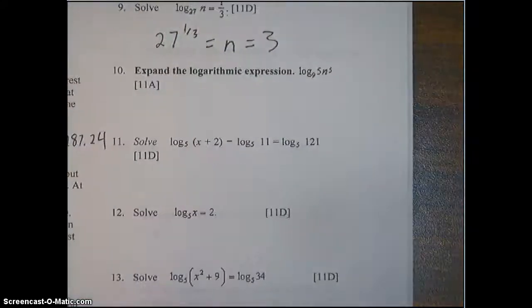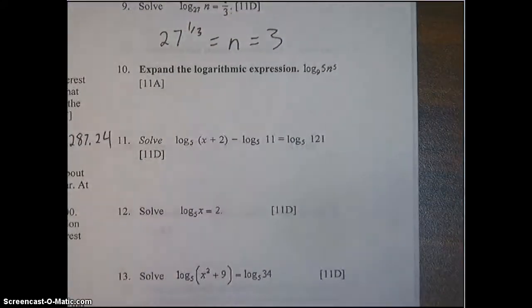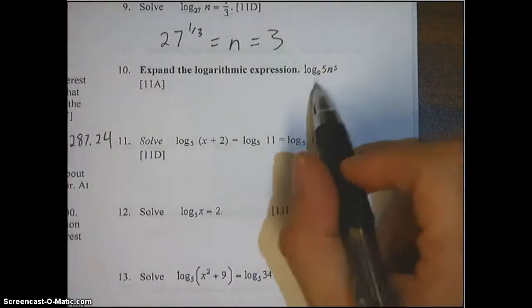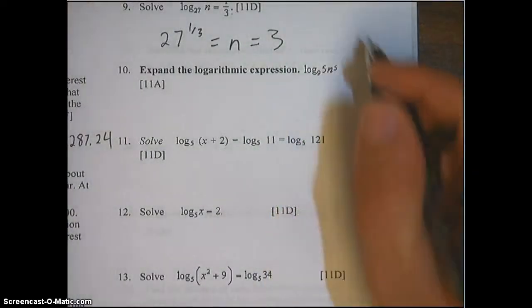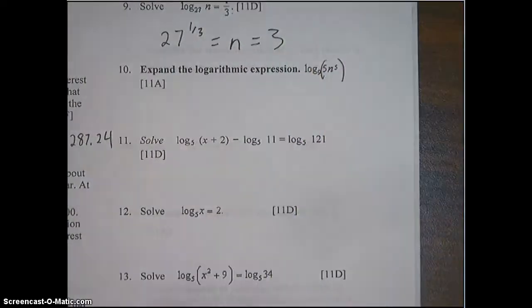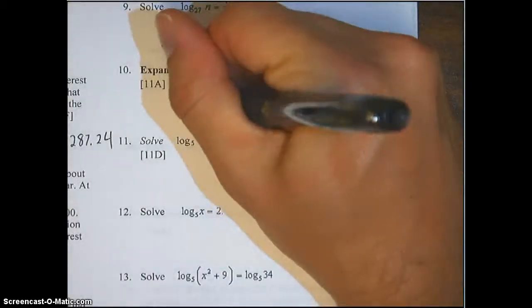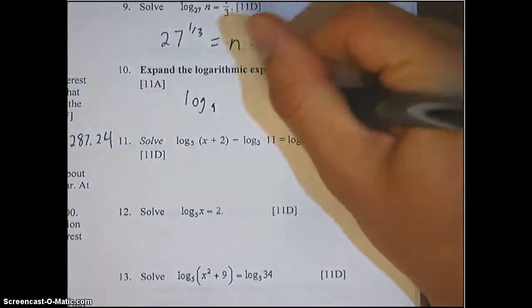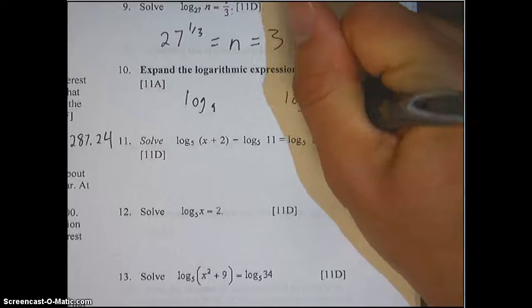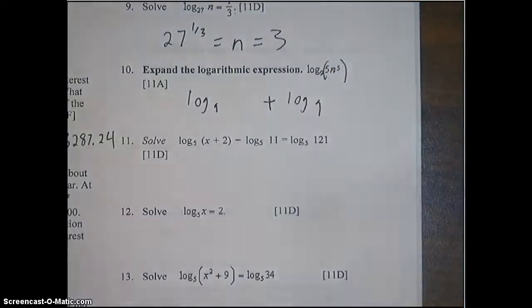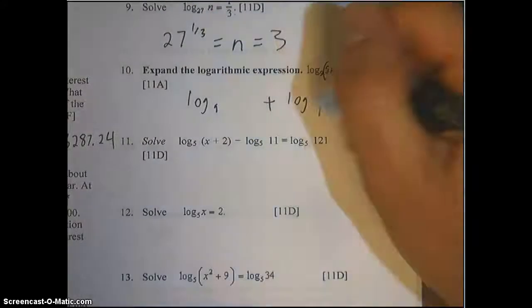All right, last one, and that'll be the end of this video. Expand the logarithmic equation log base 9 of 5 times n to the 5th. Now remember, multiplication inside the parentheses turns into addition outside the parentheses. So now I'm going to have 2 log base 9s, and they're going to be separated by plus signs. These are 9s, by the way.